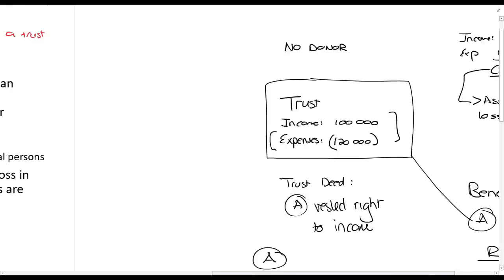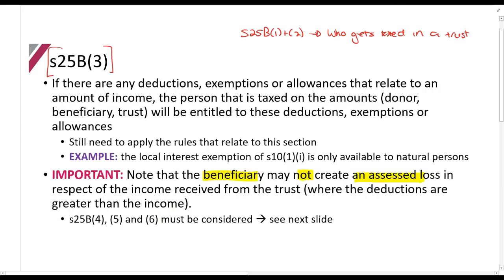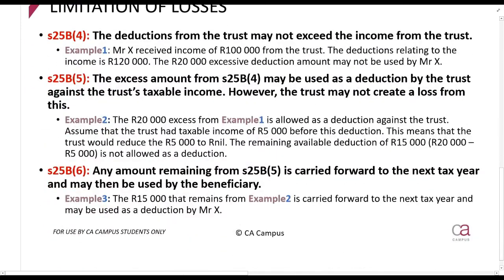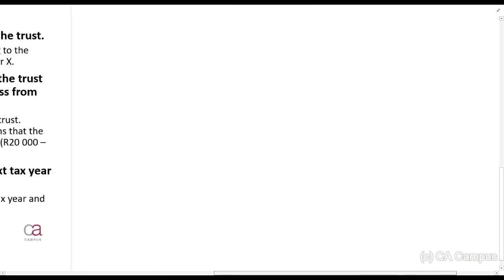Now, what I want you to see is that section 25B 4, 5, and 6 tell us how to handle this. So here's an example. The deductions from the trust may not exceed the income from the trust. So Mr. X received income of 100,000 from the trust. The deductions relating to the trust are 120,000 rands. So that 20,000 rands may not be used by Mr. X. That's what section 25B4 tells us.